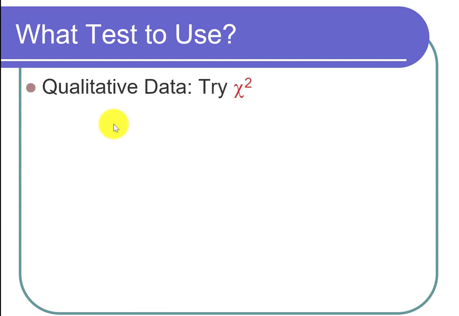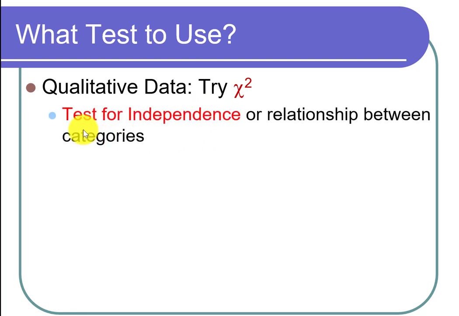So first thing, if you have qualitative data, then at least for this course, we're going to be using a chi-squared test. And there were 3 different chi-squared tests. The first one was called the test for independence. And that was when we wanted to find the relationship between categories.